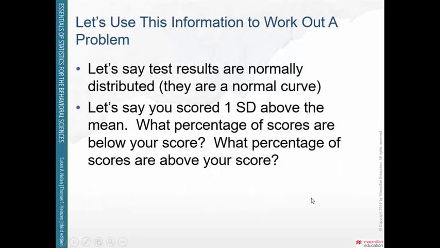So if you can remember that information, let's say we know that test results for a specific test are normally distributed, meaning they fall in a normal curve. And let's say you scored 1 standard deviation above the mean. What percentage of scores are below your score? And what percentage of scores are above your score? So if you scored at 1 standard deviation above the mean, what percentage of scores are below your score? What percentage of scores are above your score?